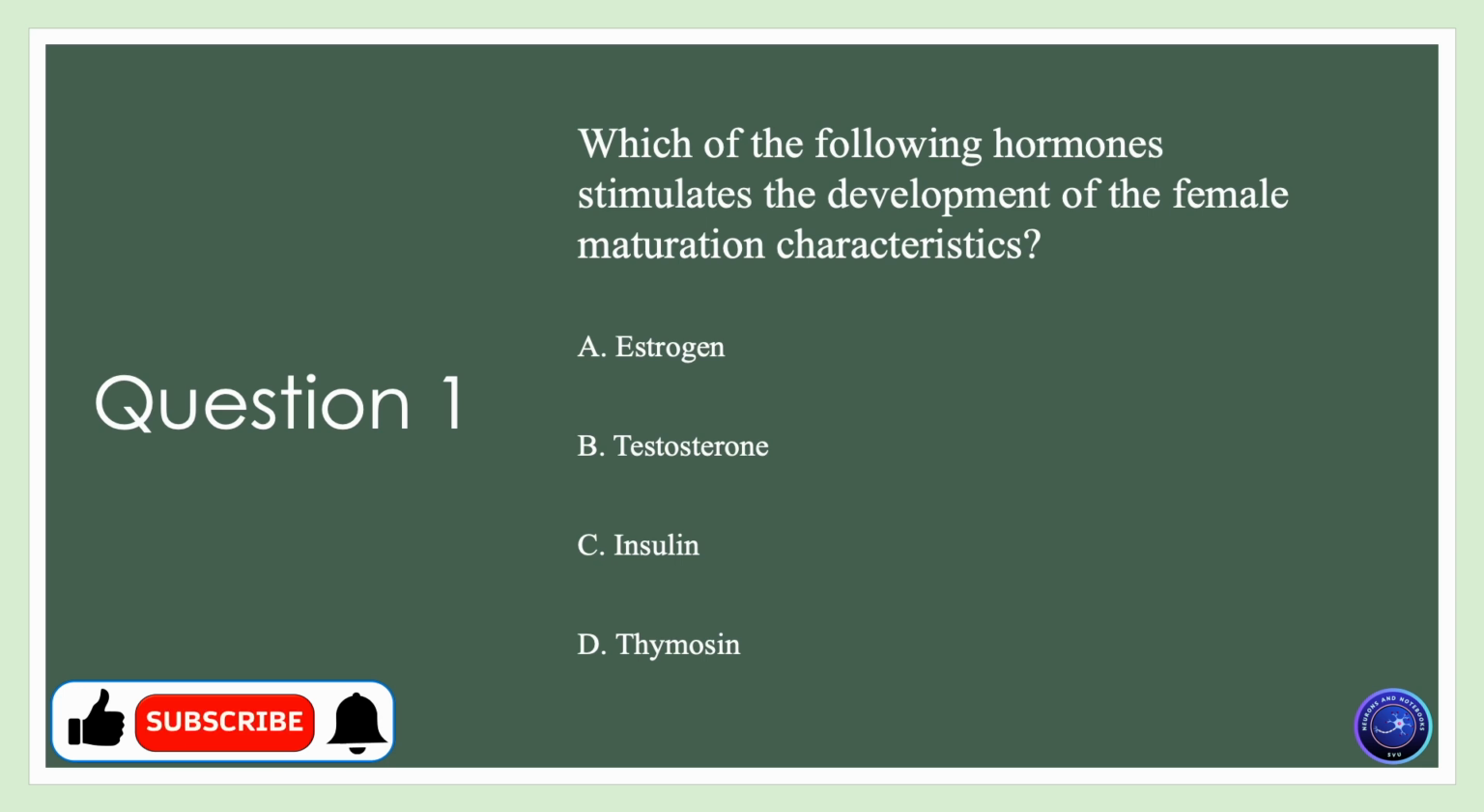Question time. Question 1 says, which of the following hormones stimulates the development of the female maturation characteristics? I'll give you 5 seconds to answer. If you said A, estrogen, you are correct. So estrogen is, as we said earlier, a female reproductive hormone, which controls female puberty.